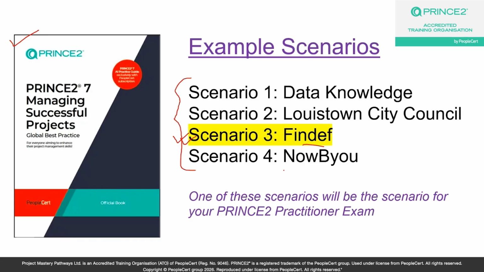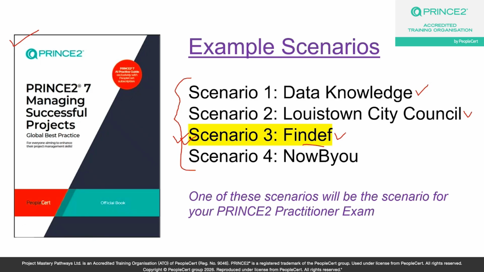Now, the good part about the PRINCE2 7th edition framework is all these 4 scenarios that have been provided by Axelos link to different industries, or different disciplines. For example, the data knowledge scenario links to IT, the Lewiston City Council scenario links to somewhat of civil and somewhat of socio-economic and socio-political aspects of council. The FindF scenario links to, let's say, financials and also links to a bit of cybersecurity. So overall, you will see there is a good mix of various scenarios touching various aspects of the industry.